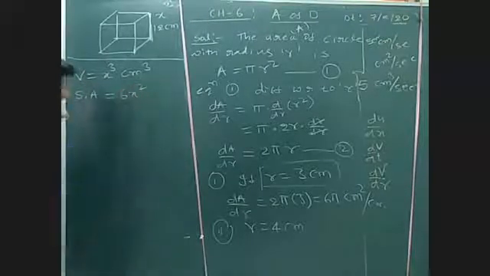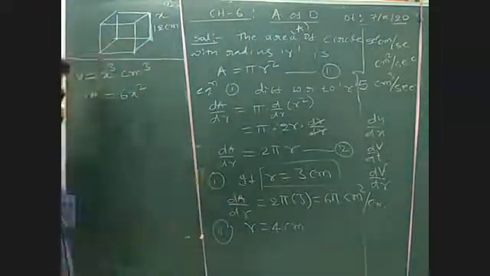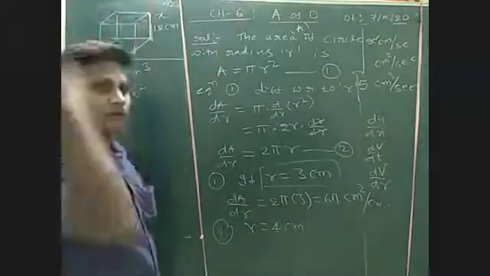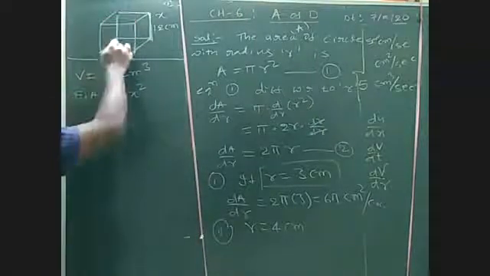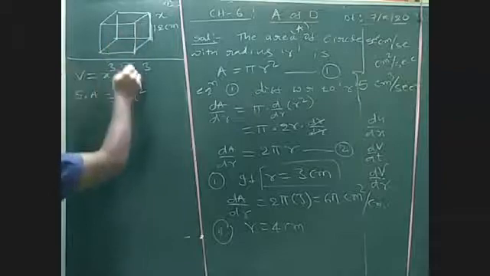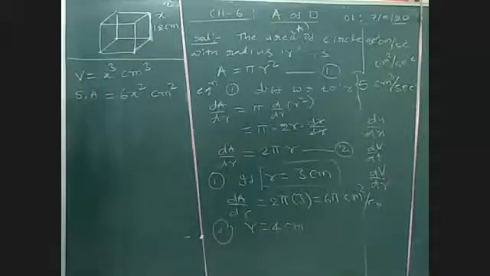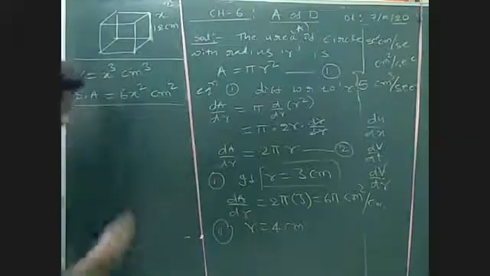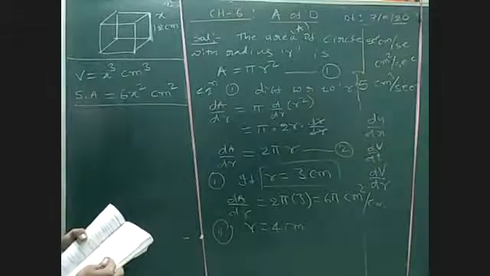And the surface area is equal to 6x square. For example, a room: okay, total 6 sides are there. 1, 2, 3, 4, 5, 6. So that is 6x square. This will represent centimeter square. Okay, right. So here in this question, the volume is increasing.